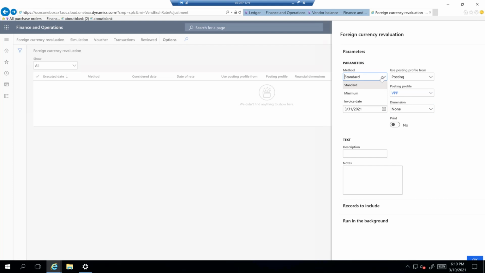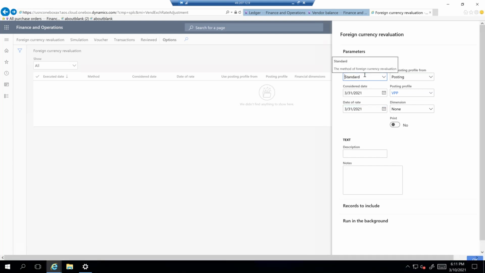Posting profile and dimensions are fine. Method: what is the best practice to use? Minimum, invoice date, and standard. Which is the best practice to use for currency revaluation? Usually we'll use the standard only.